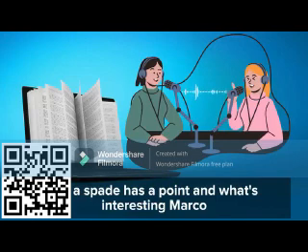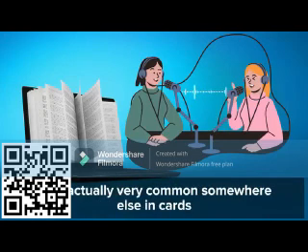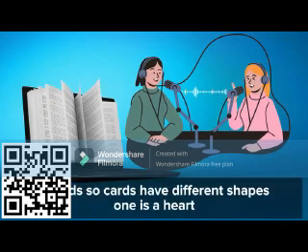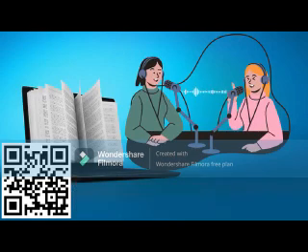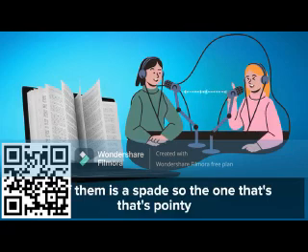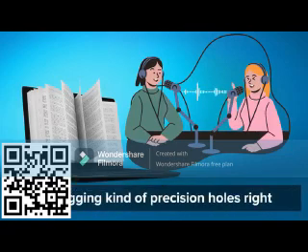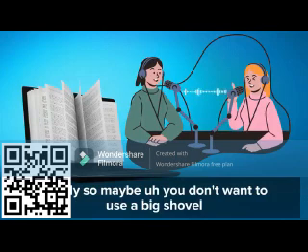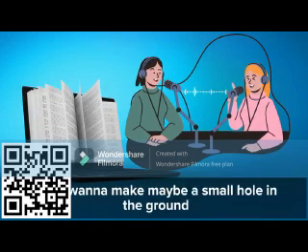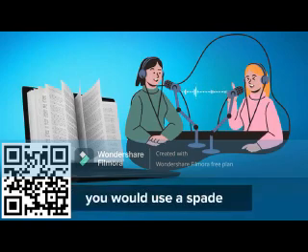And what's interesting, Marco, is it's actually very common somewhere else. In cards. That's right, in cards. So cards have different shapes. One is a heart, one is a diamond. One of them is a spade. So the one that's pointy, that's called a spade, and it's used for digging kind of precision holes. Right, exactly. So maybe you don't want to use a big shovel. If you want to make maybe a small hole in the ground, you would use a spade.